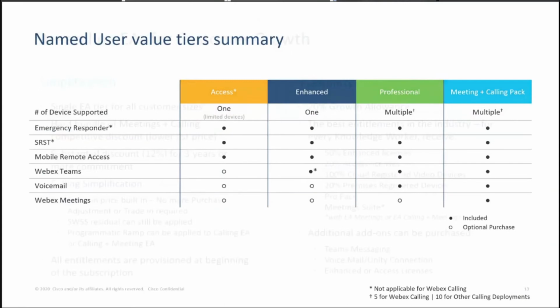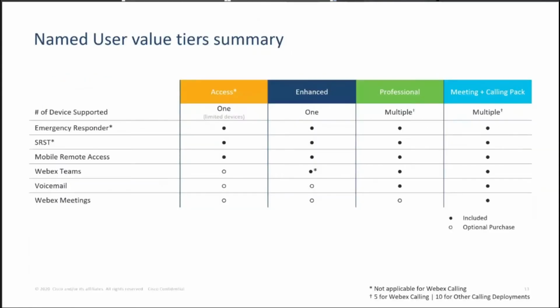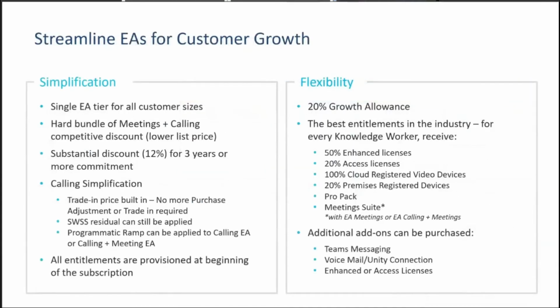Oh, and the other thing I wanted to make mention of is, let me just go back to that real quick. An enhanced license, voicemail is optional, whereas professional, it comes included. So this allows you to simplify a lot of different things. You don't have to worry about tiers of licenses. You get a specific bundle, which allows for very good discounting. You get an additional discount. You get calling simplification. You get growth allowance. So if you buy an enterprise agreement, you get 20% growth.